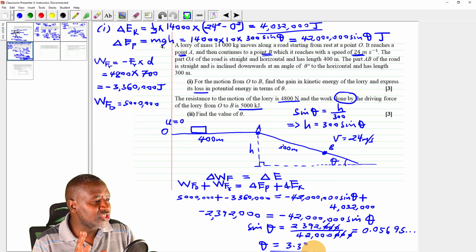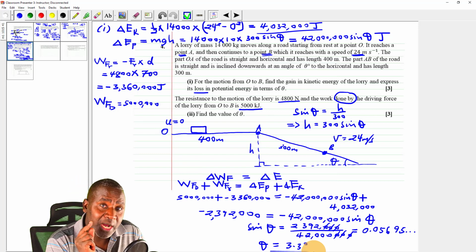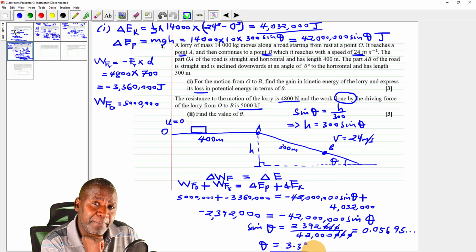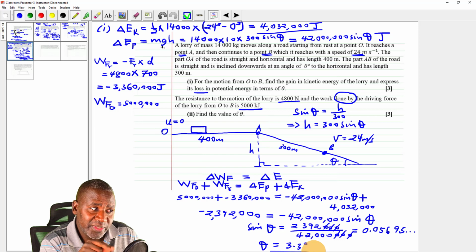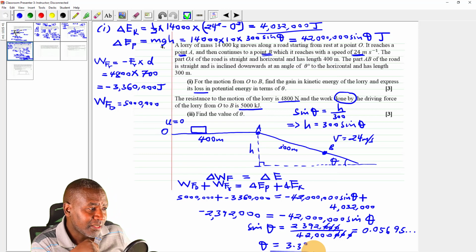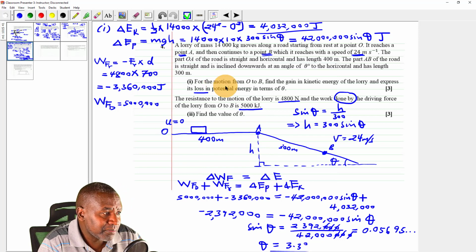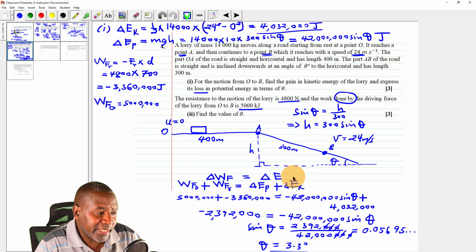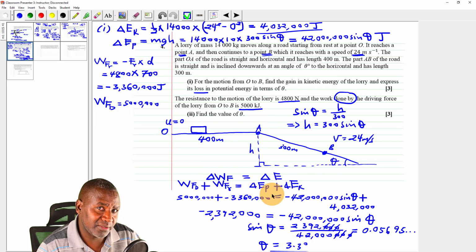So this question appears to have a lot of information that you need to put into account, but I've shown you how to break it down step by step. And in fact, the examiner helps you. You see the way the examiner works. First of all, the examiner has you working out the gain in kinetic energy. Then the examiner has you working out the gain in potential energy, gravitational potential energy.